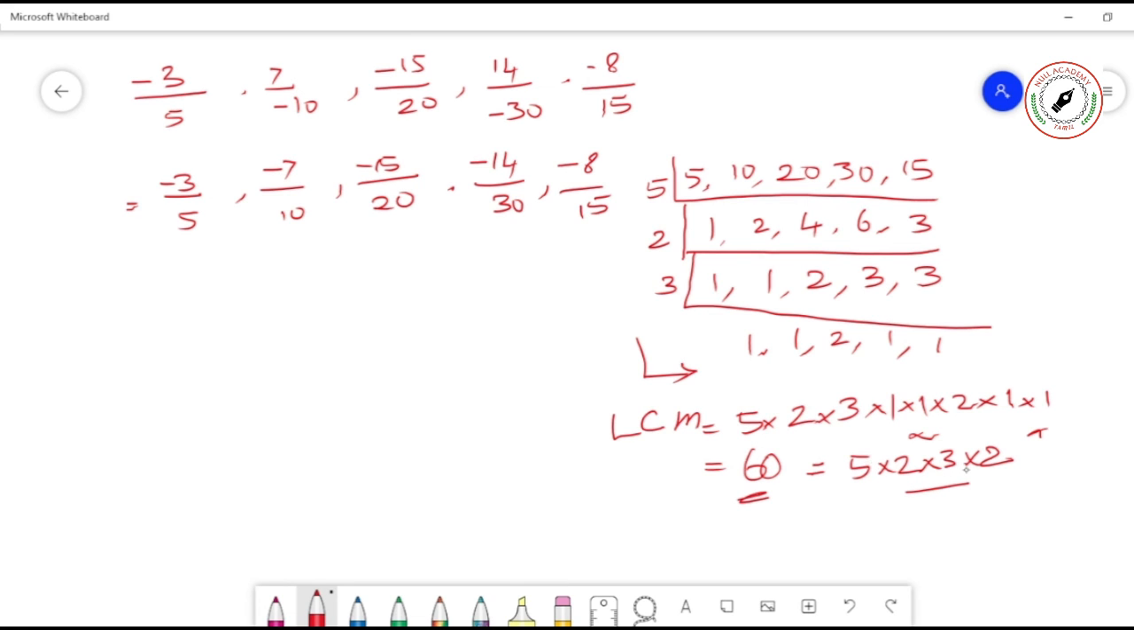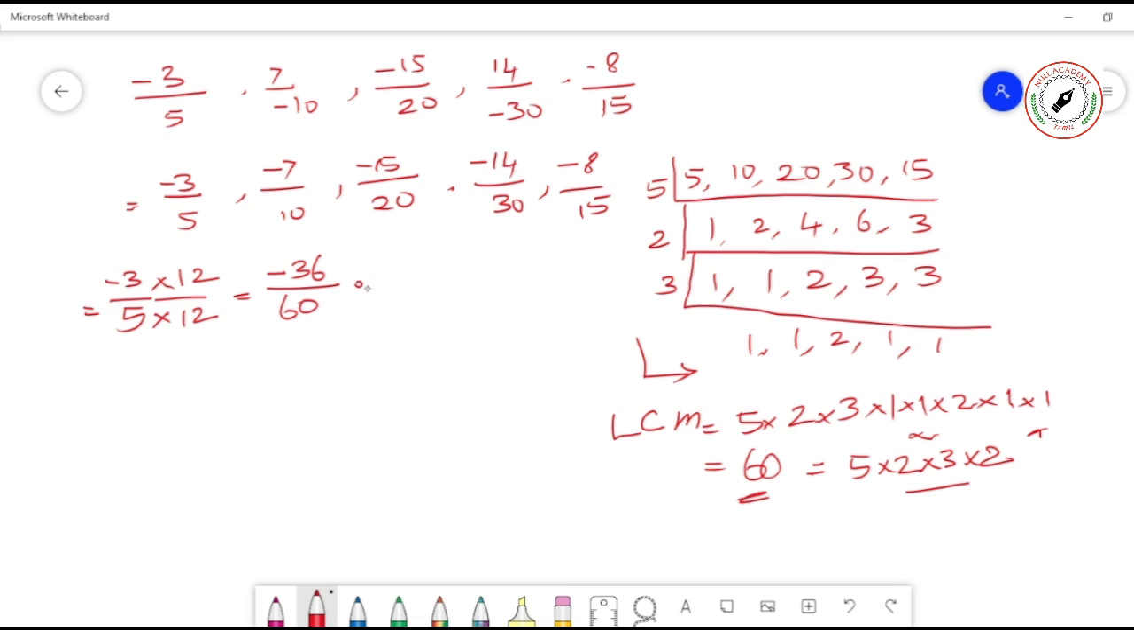10 into 6, 60. Correct? Now you write the equivalent numbers. So how to write equivalent numbers that you know. What is this? Minus 3 divided by 5. How much do you need? You need 60. Isn't it? Yes. So 60 means how much will you get? 5 12s are 60, correct. Here also you put 12. What is this? 48. Minus 3 12s are what? 36.